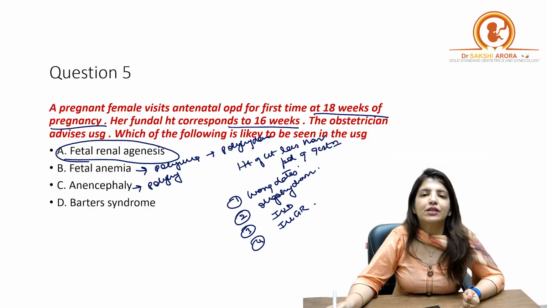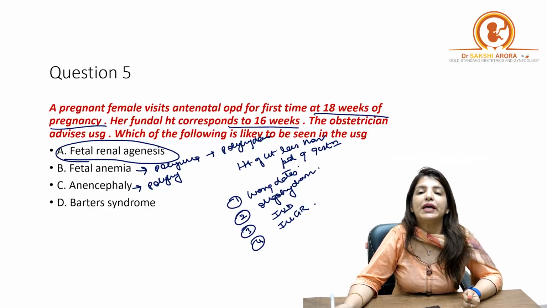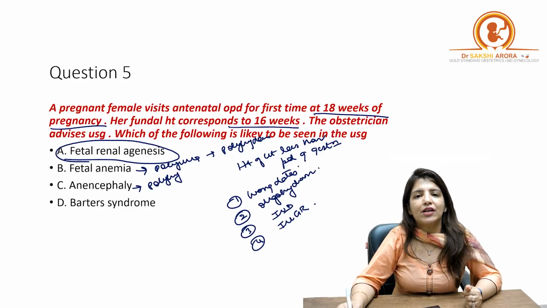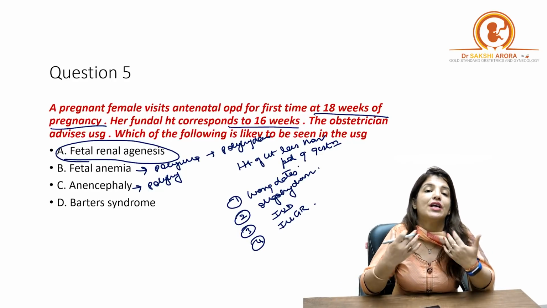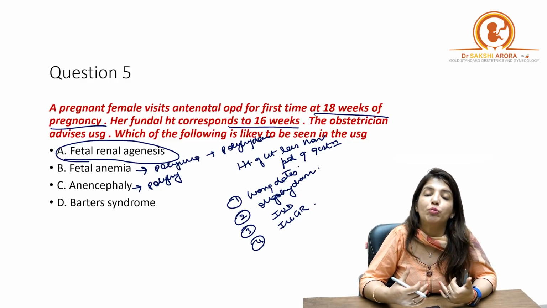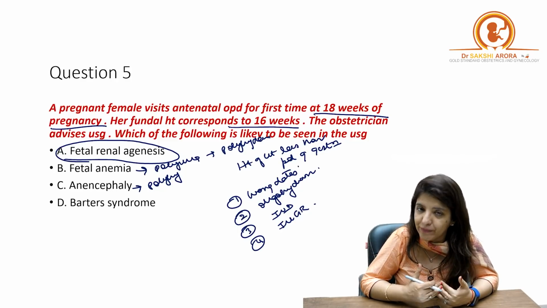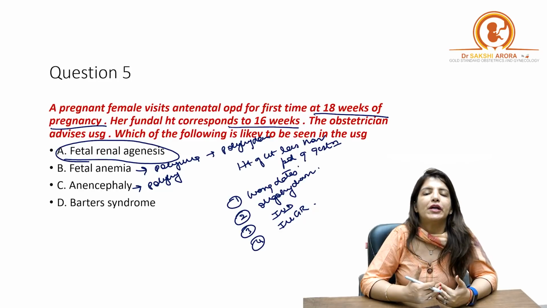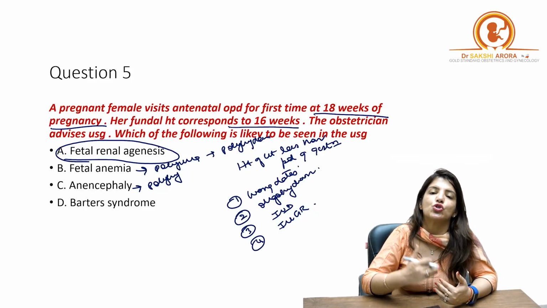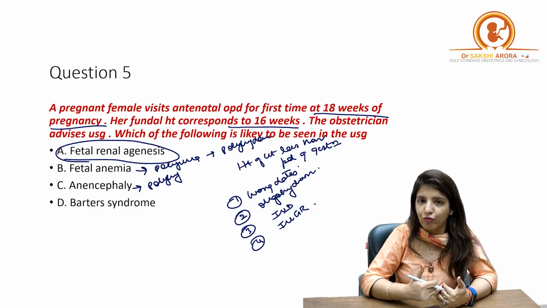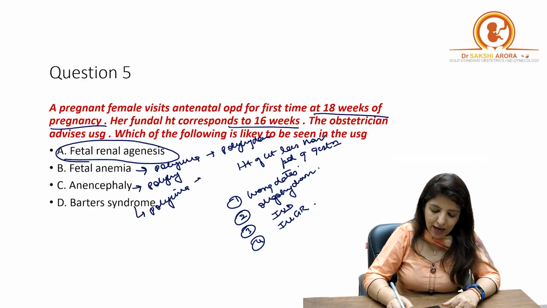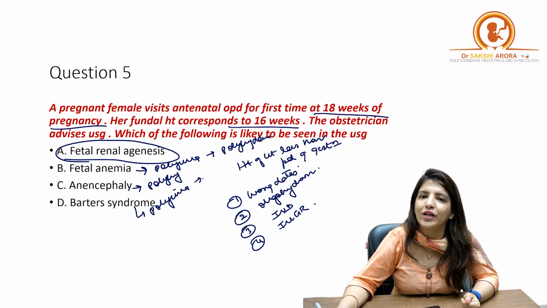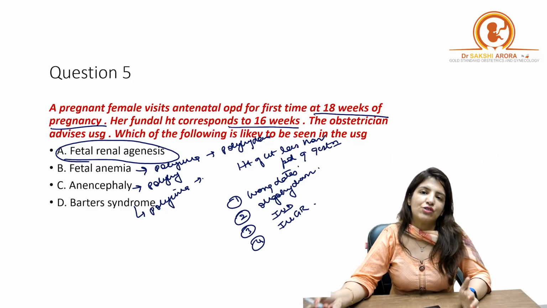Right? Barter's syndrome. What is Barter's syndrome? In Barter's syndrome, there is a problem in the kidney, so that there is salt and water wasting. So the salt is not reabsorbed. There is a problem in the tubular reabsorption over here. Now, because there is a problem in tubular reabsorption, there is salt water wasting in the fetus, because of which again there is polyuria, and this polyuria is going to lead to polyhydramnios.